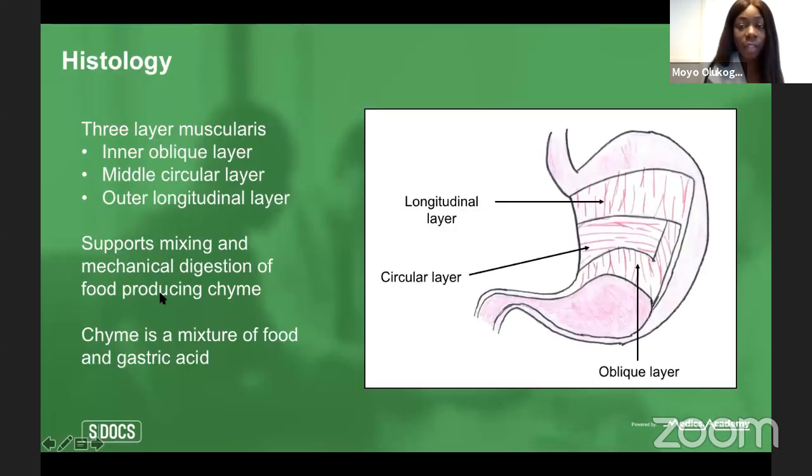Now we're going to have a look at the histology specific to the stomach. If you remember earlier, I mentioned that there are two muscle layers. However, in the stomach, we have three. Starting with the innermost layer, we have an inner oblique layer, a middle circular layer, and an outer longitudinal layer. And these three layers are key because they allow mixing and mechanical digestion, producing chyme. And chyme is just what happens when the food enters the stomach and it's mixed with the gastric acid.